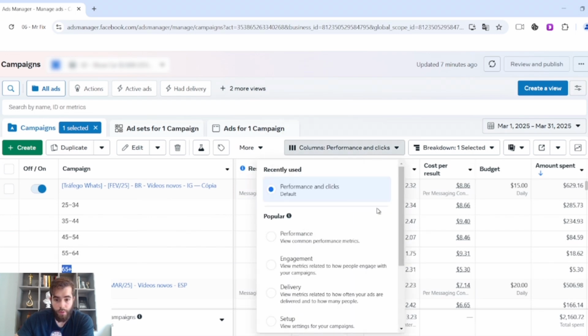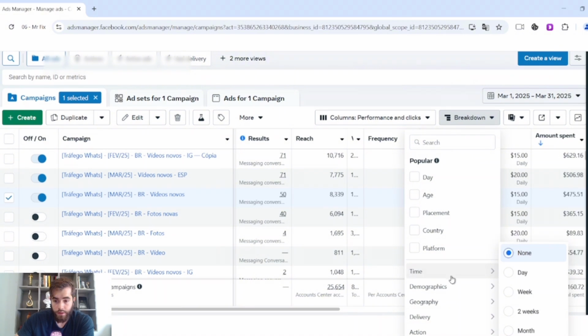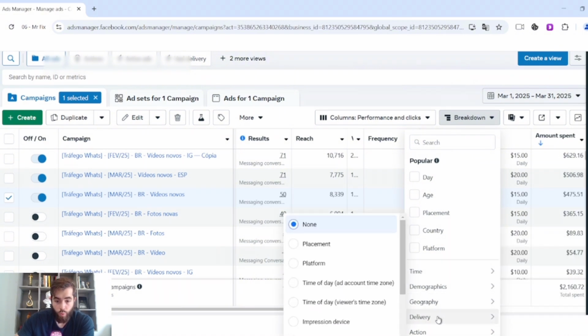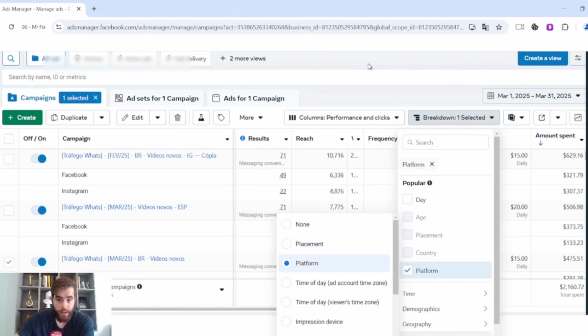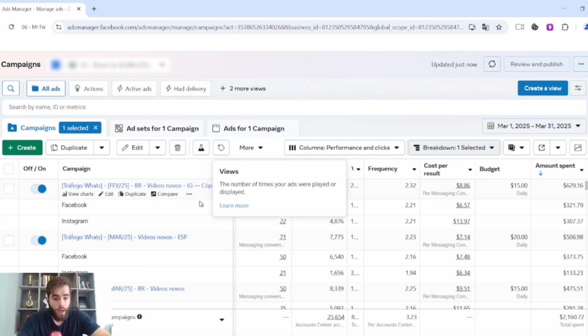After you decide to make optimizations based on age, you can try to understand more about the behavior when we're talking about delivery. The delivery is really useful, because when you are running ads on both placements, Facebook and Instagram, it's way more common to get results from different sources. And the quality between those two platforms is something for you to understand more.